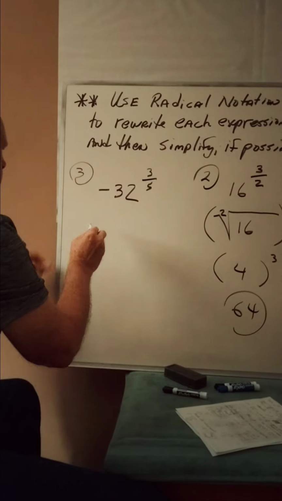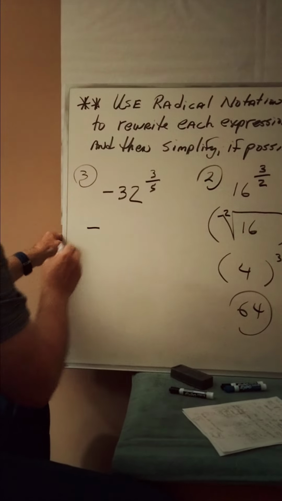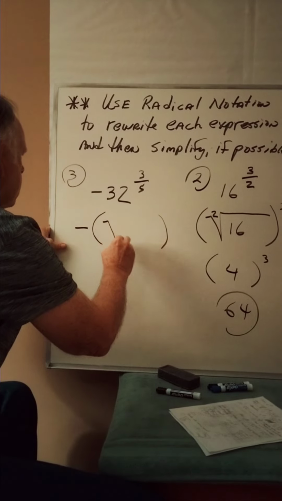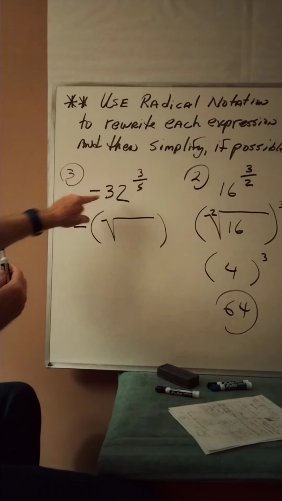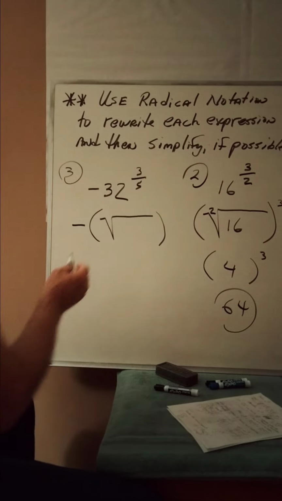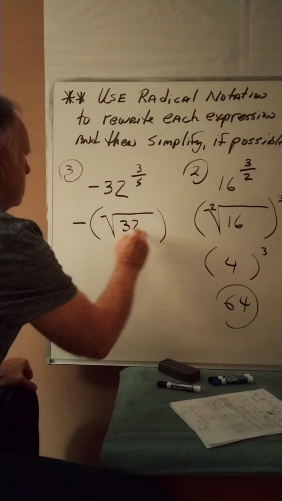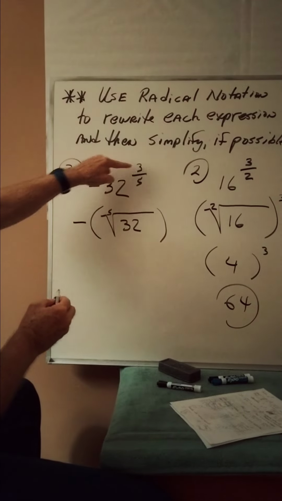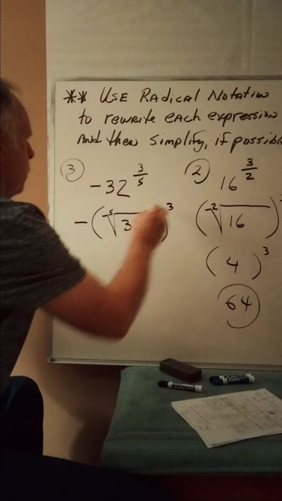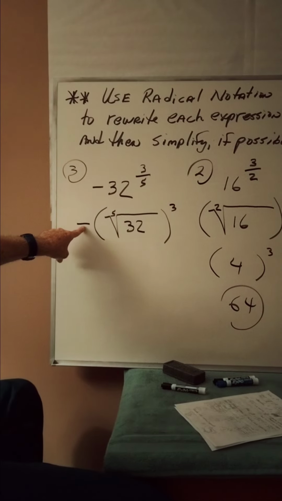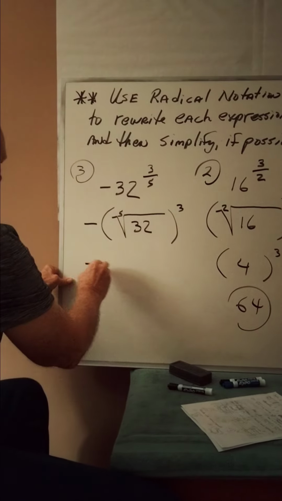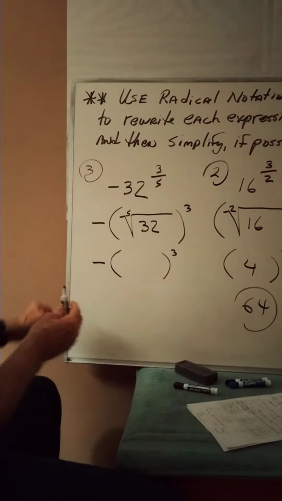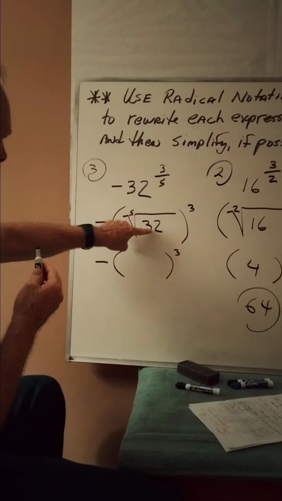We're going to bring down that opposite sign, and we're going to make a house. And we're going to form a radical. The base of 32 becomes the radicand. The denominator of 5 is the index. The numerator of 3 is the exponent. Carefully bring it down. Make a house. Keep that exponent on the outside right there. The 5th root of 32.